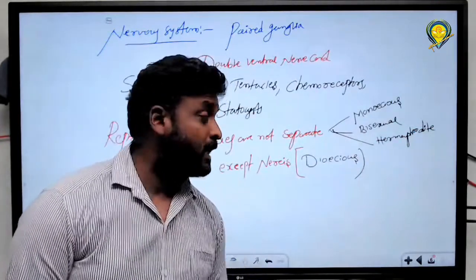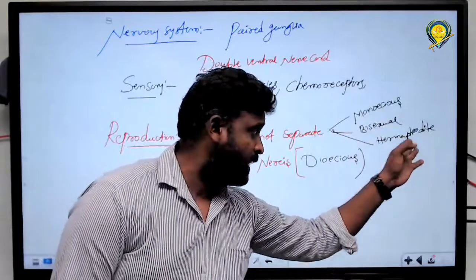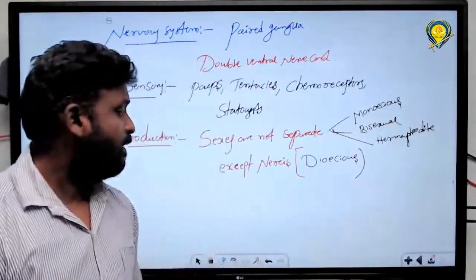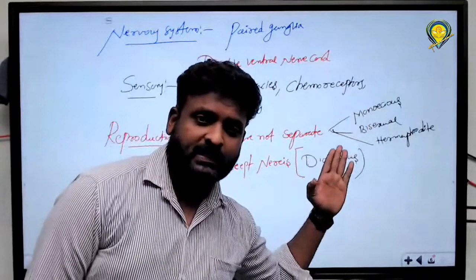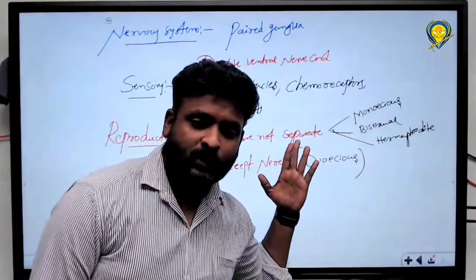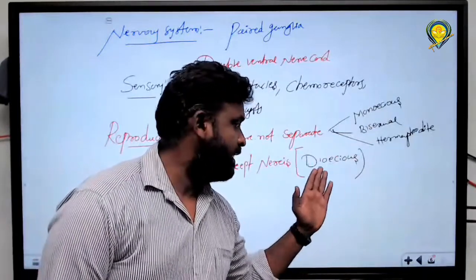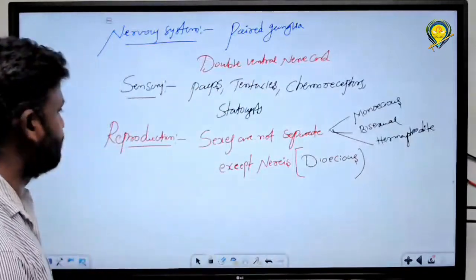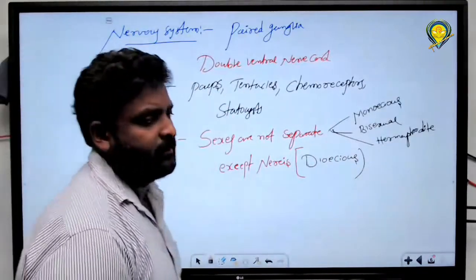Leech and earthworms belong to that monoecious, bisexual, and hermaphrodite group. Right? But Nereis is what? Sexes are separate, meaning both males and females are there. Hence it is called dioecious. Right? It's about reproduction.